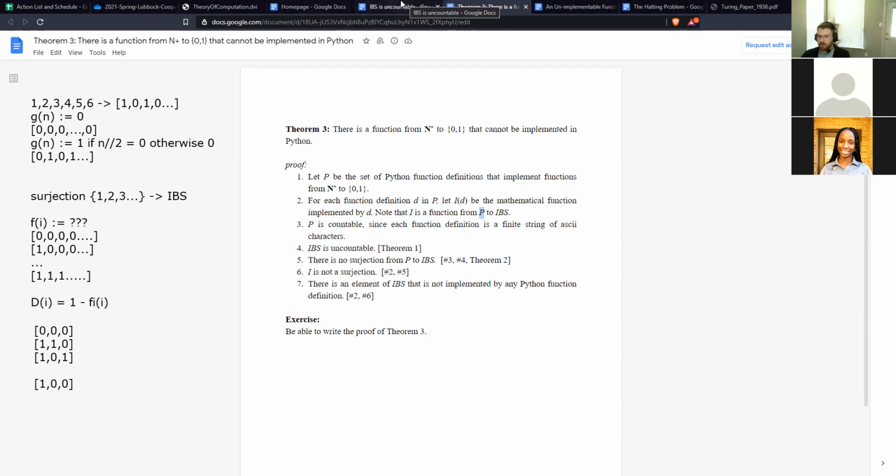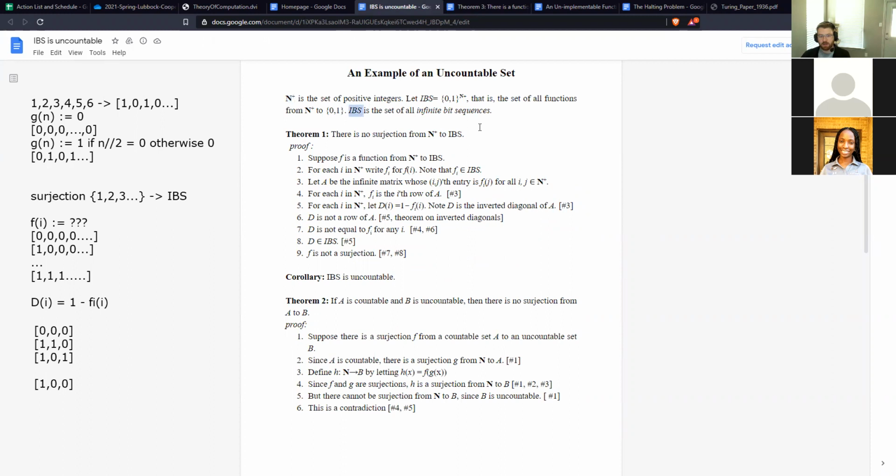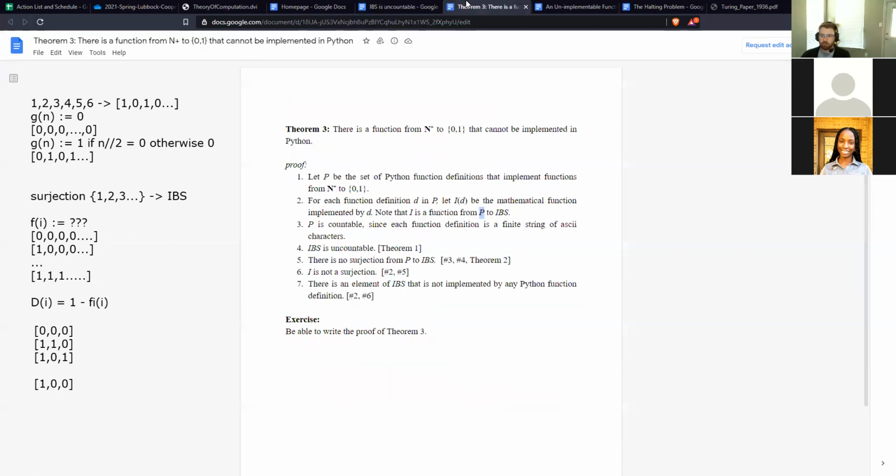Okay. And IBS is this. It's the set of all infinite bit sequences. That's this. So think of a bit sequence, put it in the collection. Keep doing that until you have all of them. So then I encompasses both P and IBS? I is a function from P to IBS. So does that mean there's a mapping? Yes, it means that there's some function and it's going to correspond to some entry in IBS.